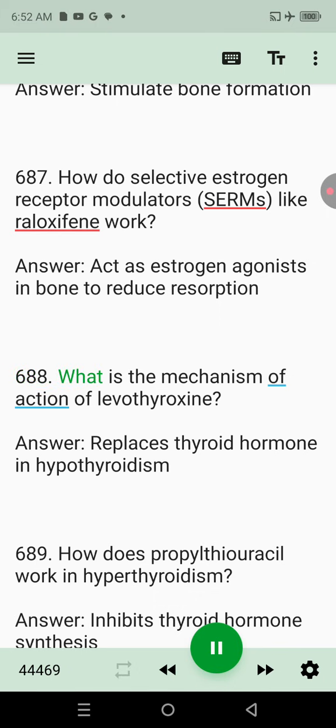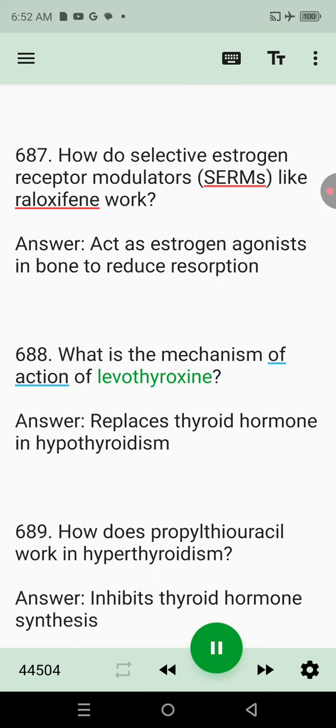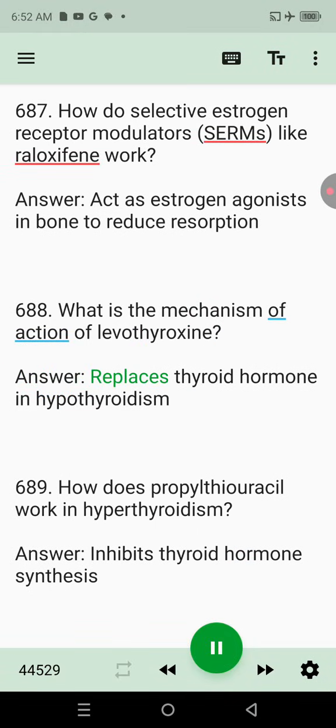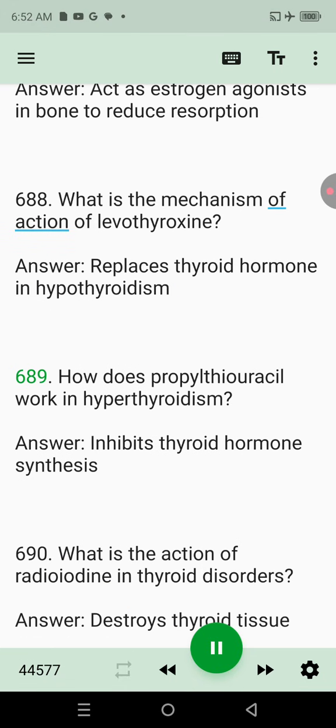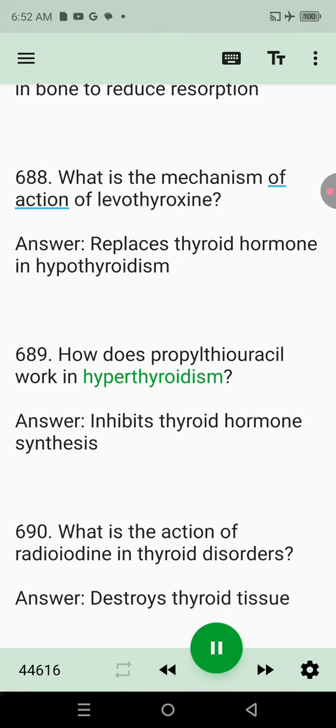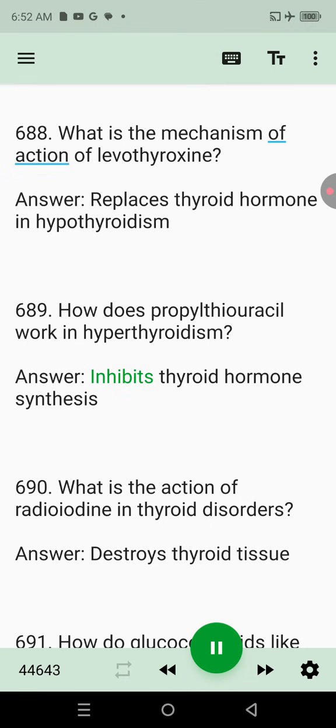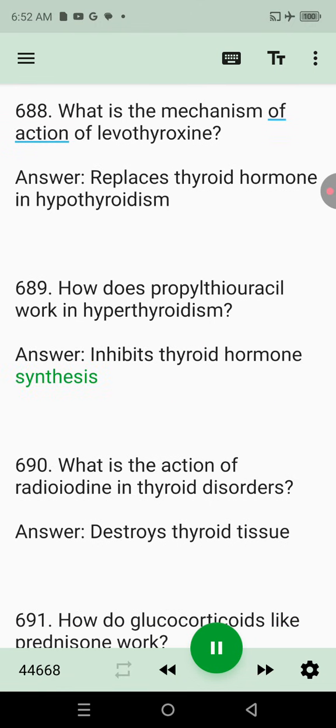688. What is the mechanism of action of levothyroxine? Answer. Replaces thyroid hormone in hypothyroidism. 689. How does propylthiouracil work in hyperthyroidism? Answer. Inhibits thyroid hormone synthesis.